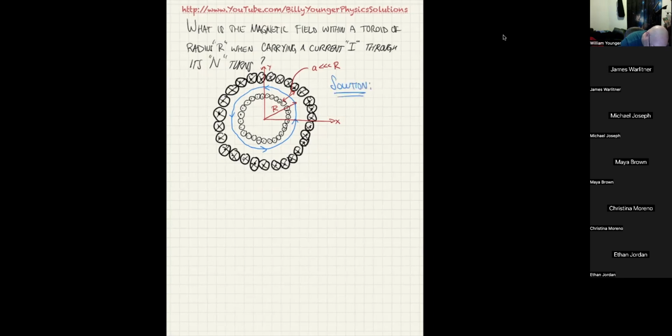What I'm going to use is the integral of B dot dl is equal to mu 0 I enclosed, i.e. I'm using Ampere's law. My hypothesis for this magnetic field is, in fact, notice this is why I drew the coordinate system like I did. It appears to me the magnetic field points in the theta hat direction.